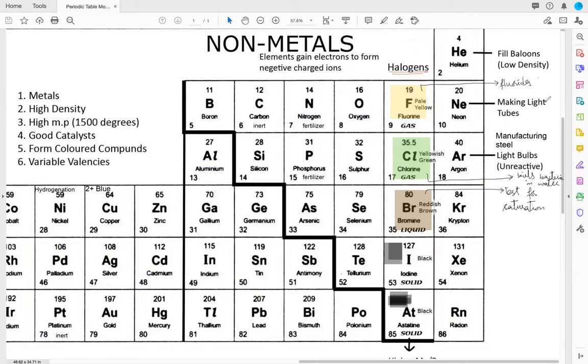Although these fluorides are poisonous to pets like dogs and all that. So just a side note, if you have fluoride toothpaste, don't use it on dogs or cats that you have. All right.